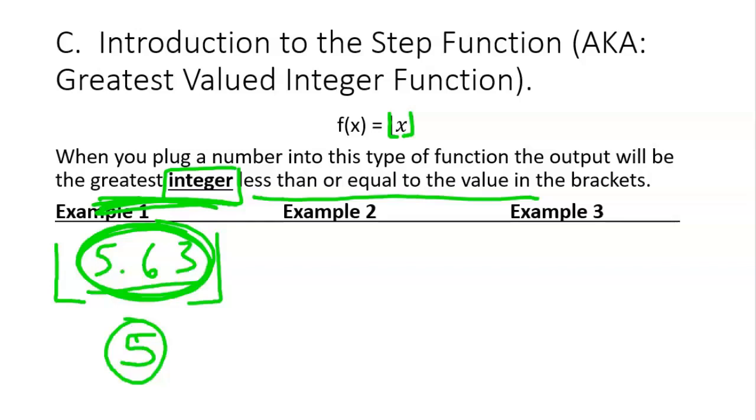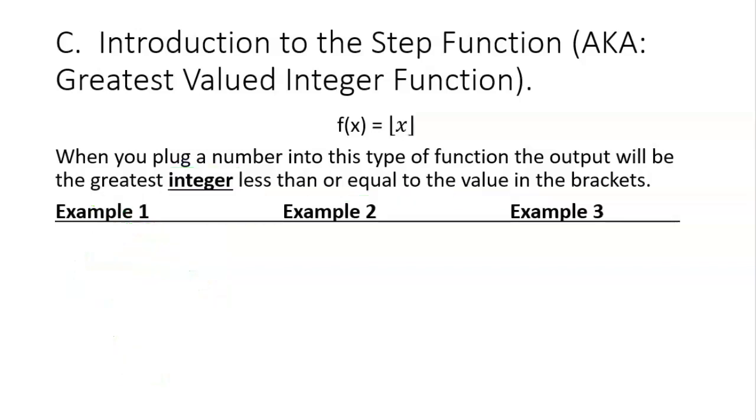So let's do another quick little example just before we go on any further. How about this one? What would be the greatest integer that is less than or equal to this? It would be 9. Okay? So there's the idea. Okay?